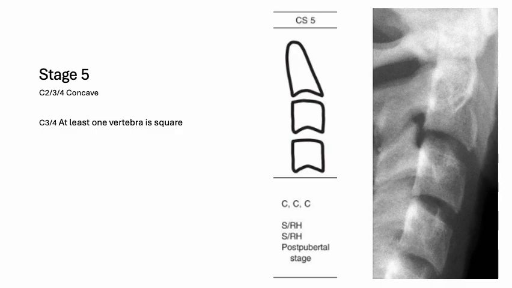So stage 5, and all the stages beyond this will now have C2, 3, and 4 being concave. But the difference now is really defined by these C3 and 4 morphology changes. And so in stage 5, at least one of the vertebra has to be squared off, and the other one is still allowed to be rectangular horizontal. So in this example, it looked to me like both C3 and C4 were square when I measured them out.